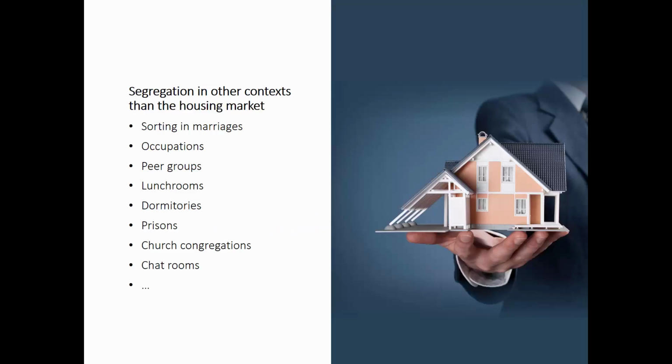But when you think about this in a more abstract way, you can apply that to many other domains. You know? For example, sorting in marriages. It's a very clear thing, that people sort themselves, sort their partners. It's called assortative matching or assortative mating, right? With regards to education, for example.